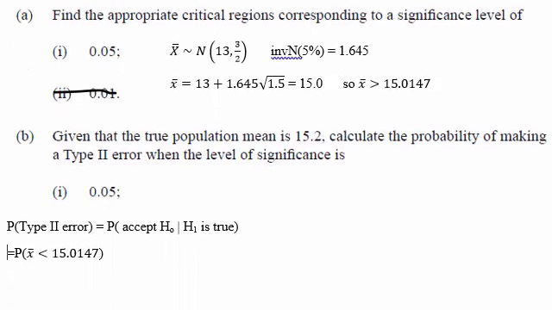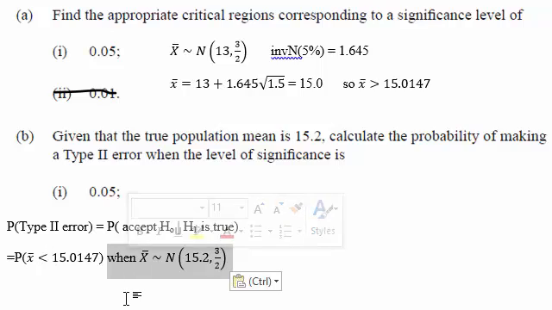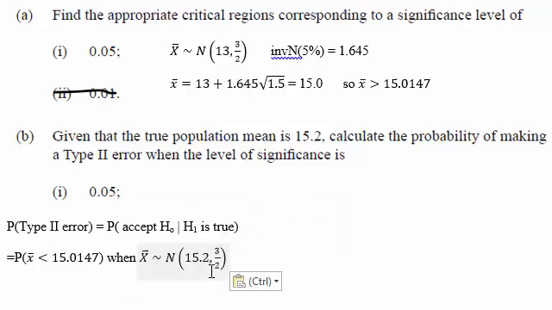So what we have to do is find the probability that X bar is less than 15.01 when we have a different distribution, and the distribution is under H1. And so now this is just a simple NCD question on the calculator.